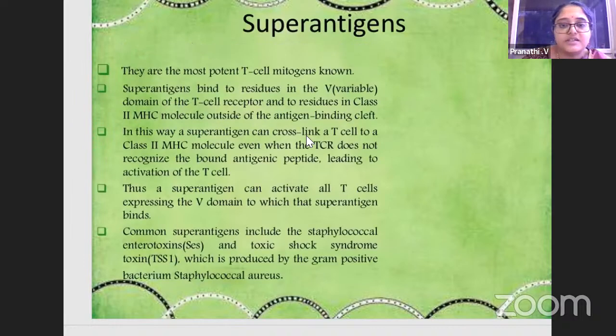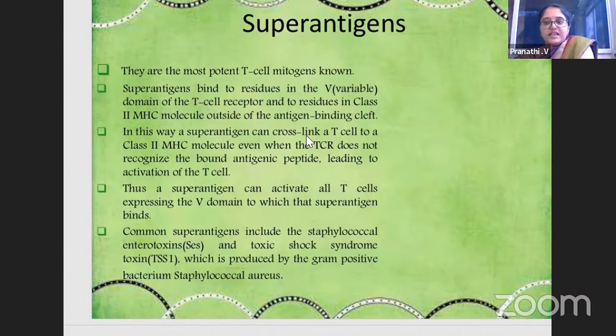Next, superantigens. Very important T cell mitogens are present. They bind to the residues in the variable domain of the T cell receptor and to the class 2 major histocompatibility molecules outside the antigen-binding cleft. So what will happen is you have cross-linking taking place between a T cell and a class 2 MHC molecule, even when the T cell will not be able to recognize the antigen present. So it leads to the activation of the T cells.